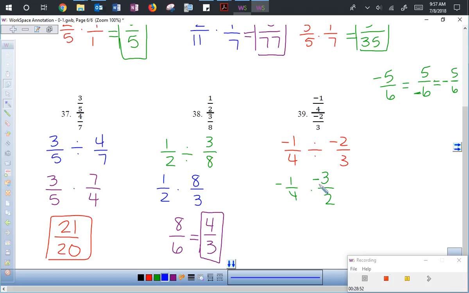Now I can take my numerator times numerator. A negative times a negative is a positive. 1 times 3 is 3. Over my denominator. 4 times 2 is 8. All right, there you have it.